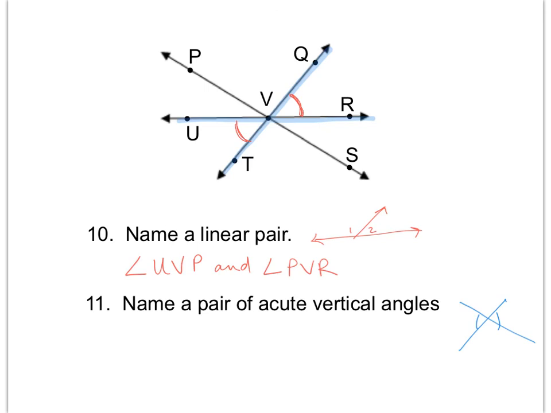So let's try to name those angles. Let's start with this one on the left, angle UVT. So angle UVT, and the one on the right, we could call angle QVR. Angle QVR. So those are a pair of acute angles, but they are also vertical angles. They're across from each other.